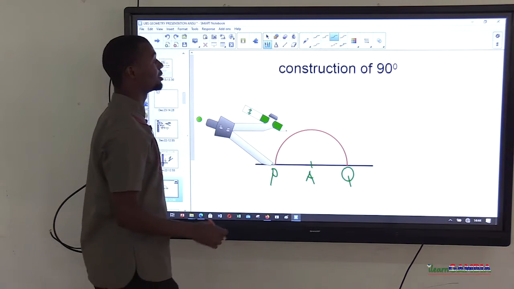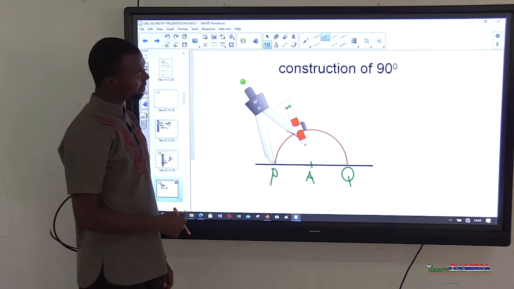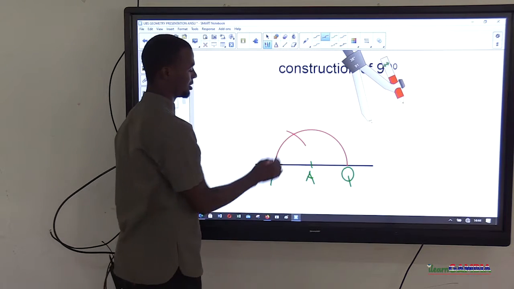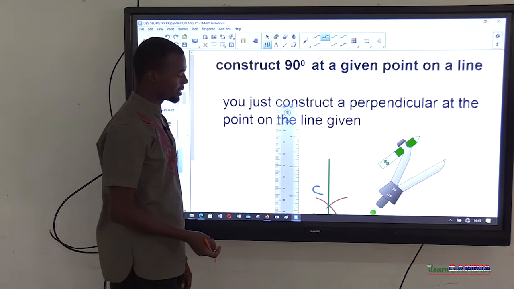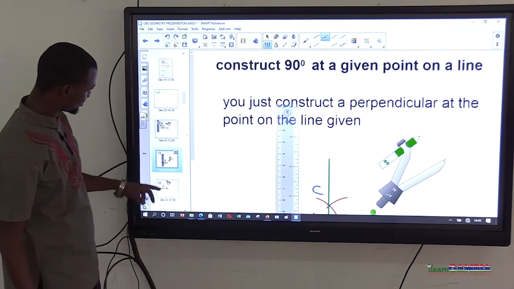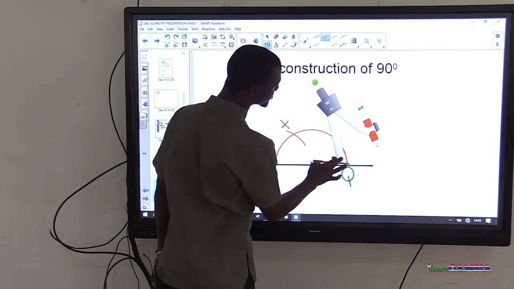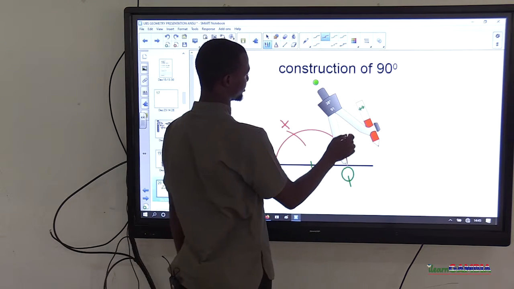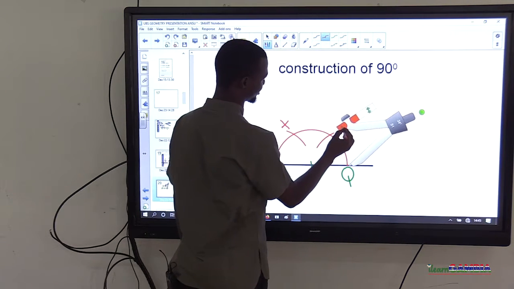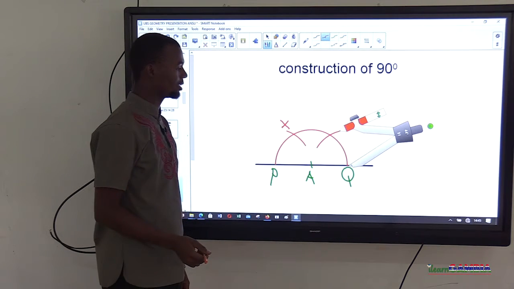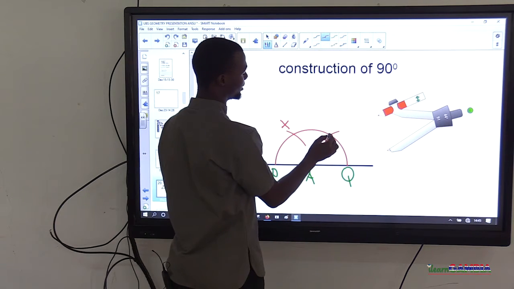With P as the center, draw an arc to cut the semicircle. Then, where it cuts the semicircle, label that point X. Then with Q as the center, draw an arc to cut the semicircle again, and the point where the arc cuts the semicircle, we label it Y.